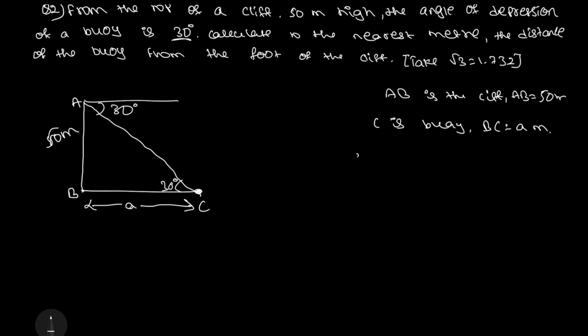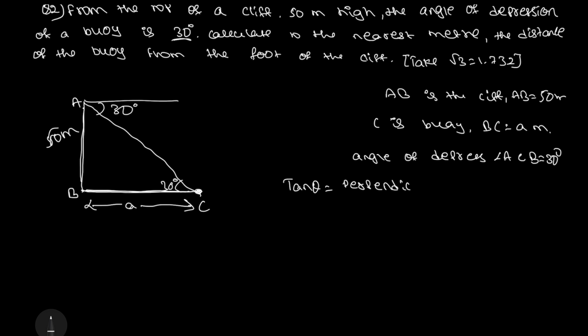And here we have the angle of depression. What is the angle of depression here? Angle ACB is equal to 30 degrees. Angle ACB is 30 degrees. And here we need to find the base. The perpendicular is given, we need to find the base. So the trigonometric function which includes these two sides is tangent.